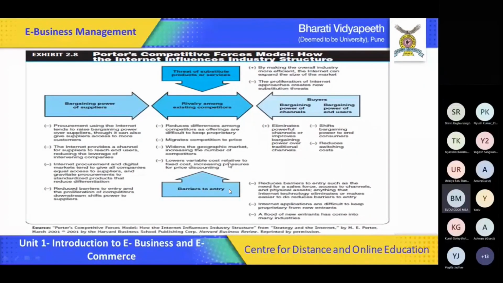If this is the case, it definitely influences the industry structure. If everything is available online, then the competitiveness will also get affected. Threats will also be available. If entry barriers are not there, both buyers and sellers have bargaining powers.